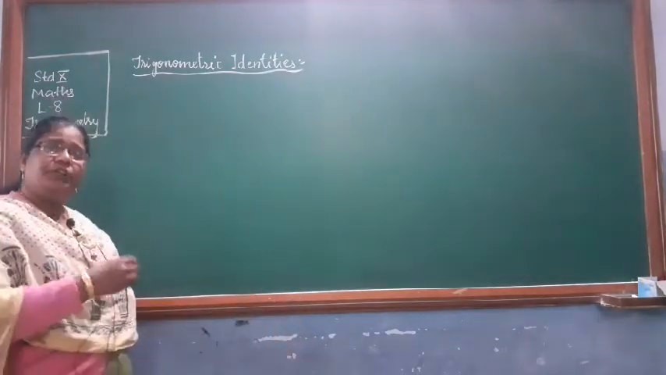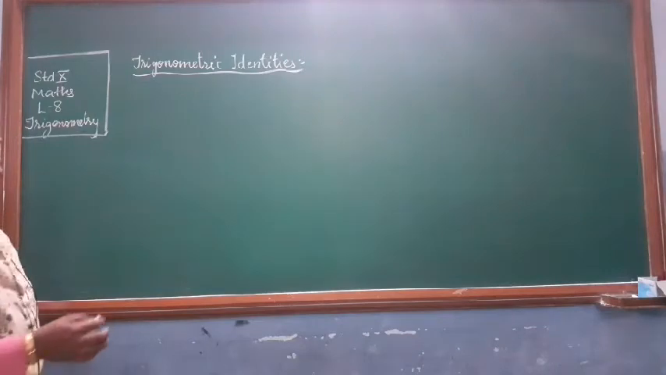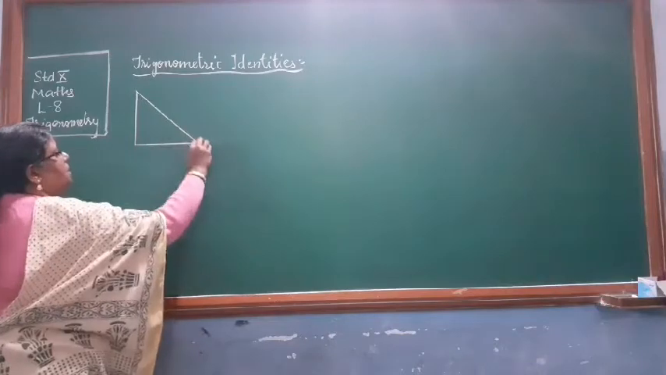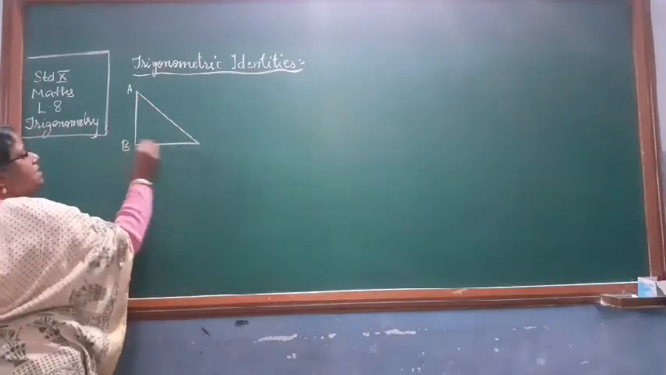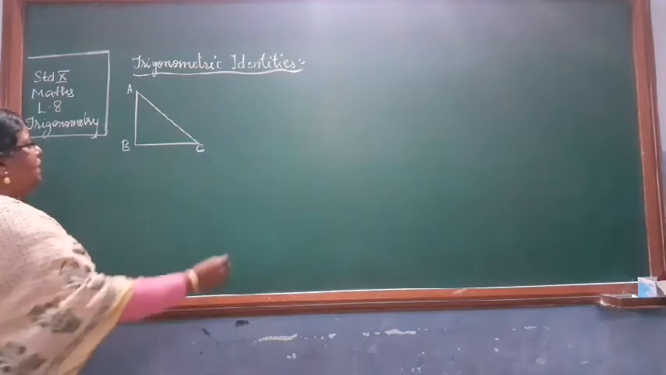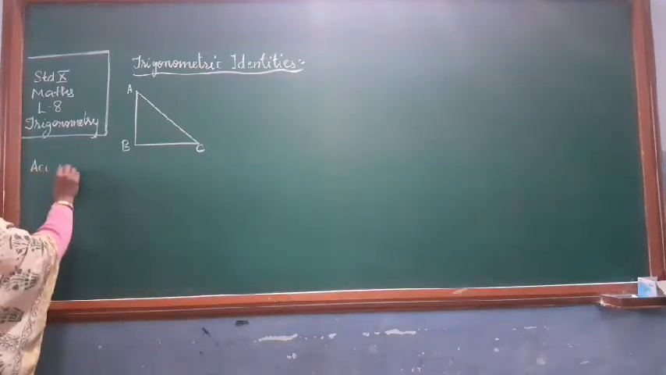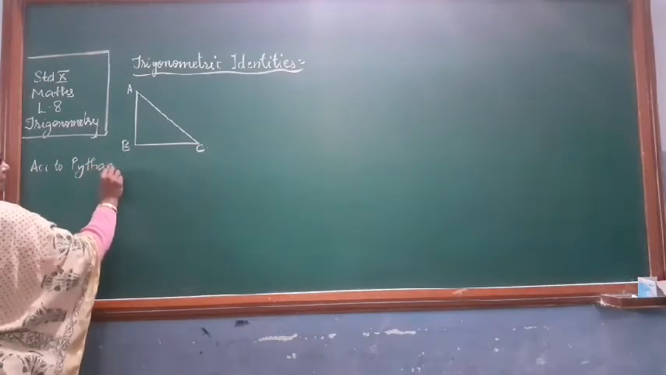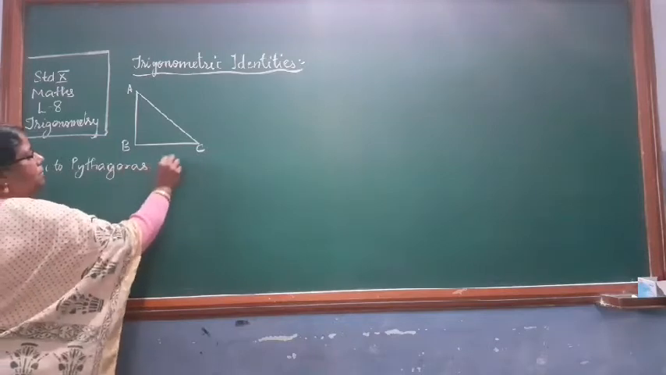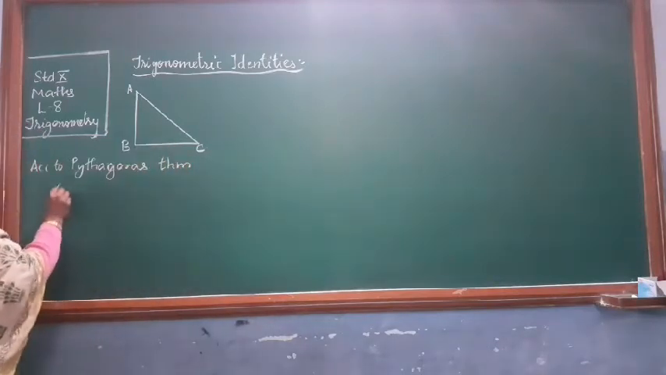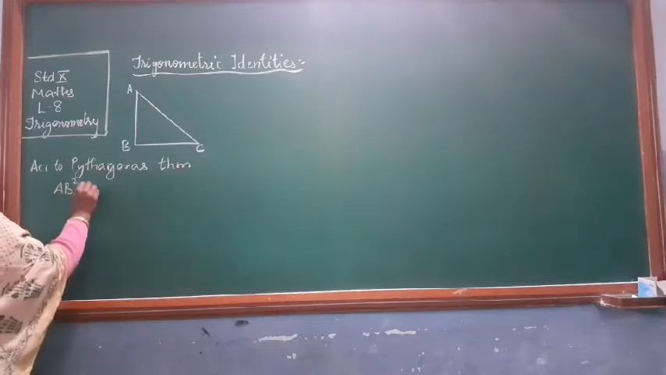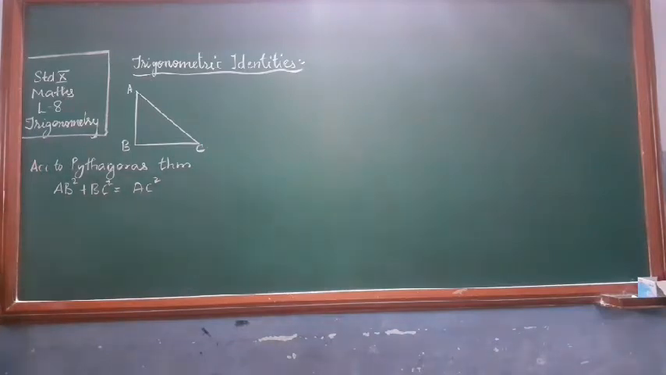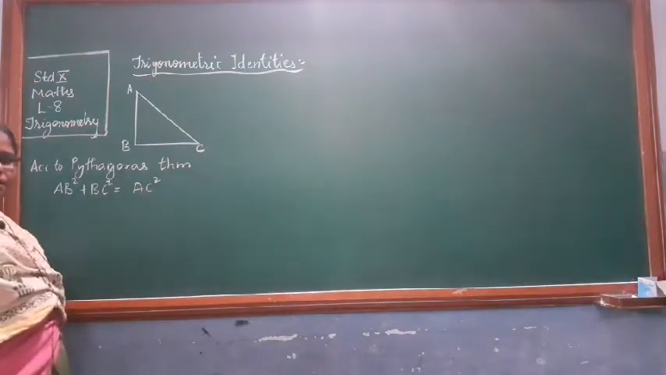Now, for trigonometric identities also we will take the help of a right angled triangle. Let the right angled triangle be ABC, which is having angle B as the right angle. So, then according to Pythagoras theorem, what can I write? I can write the relation AB square plus BC square is equal to AC square. So, with Pythagoras theorem I can write this relation.